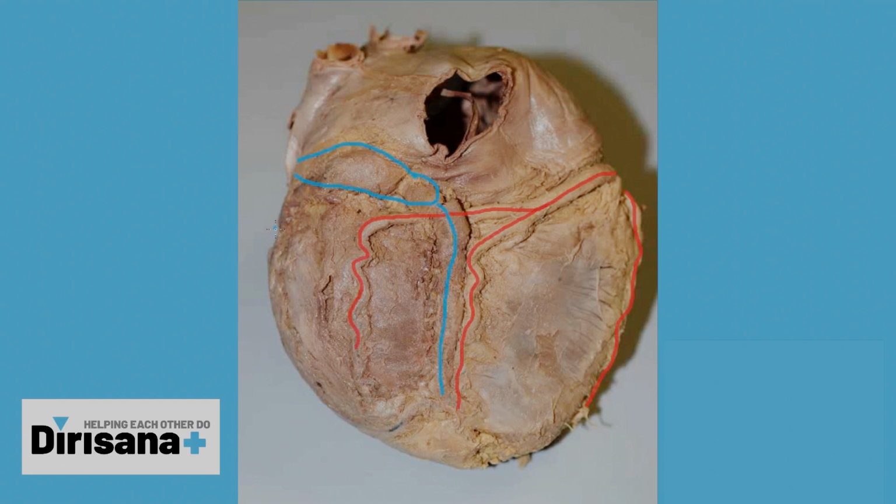Towards the left margin, we can see the great cardiac vein and its continuation into the coronary sinus. And we also have a small cardiac vein just barely visible in this depiction. At the confluence of the veins into the sinus, you would expect the opening of the coronary sinus into the right atrium.